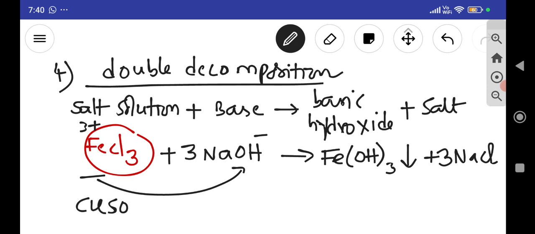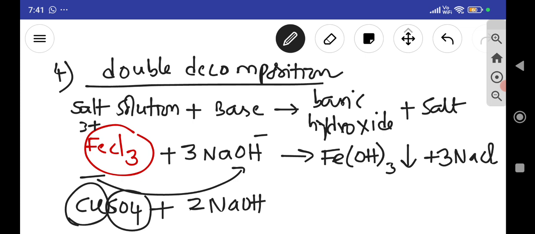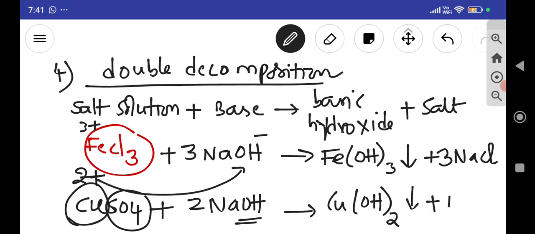One more example, take copper sulfate. Copper sulfate is also a salt because it comes from Cu(OH)2 and H2SO4. So base plus acid, the product is salt here. So if you add NaOH, you need only 2 here. Why are you adding 2 NaOH? Because Cu is 2 plus, it will take 2 OH minus and you get the hydroxide Cu(OH)2. And the salt here is sodium sulfate. So this is about double decomposition. You are breaking here once and here twice, hence it is a double decomposition reaction.